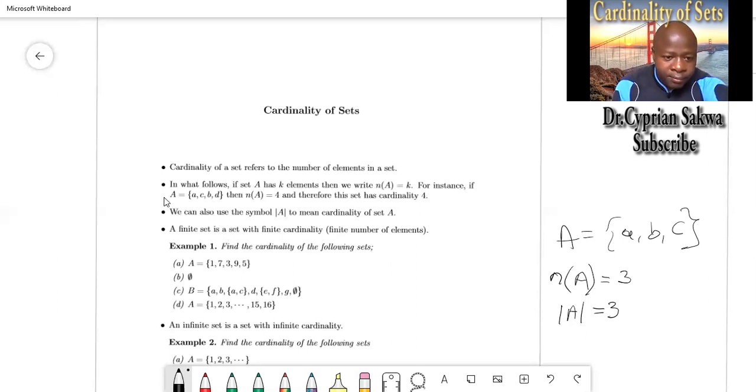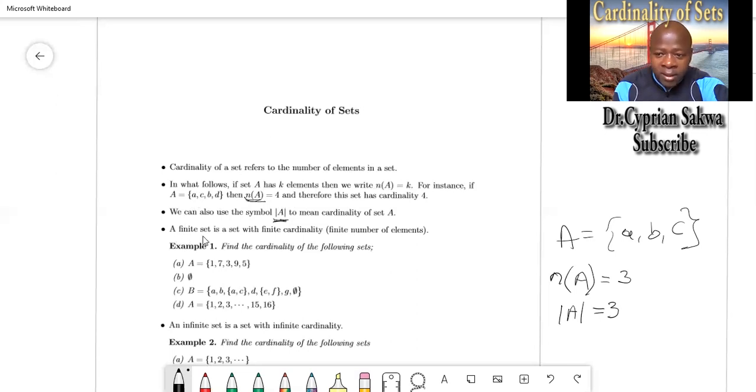Now, I've already said that if set A has k elements, then we can write that set A has k elements, or the cardinality of A is k. For instance, set A here comprises elements A, B, C, D, and therefore its cardinality is 4. That's what I've written here. So I've already stated that we'll be using this symbol to mean cardinality of A, and again we'll be using this one. They mean the same thing, cardinality of A.